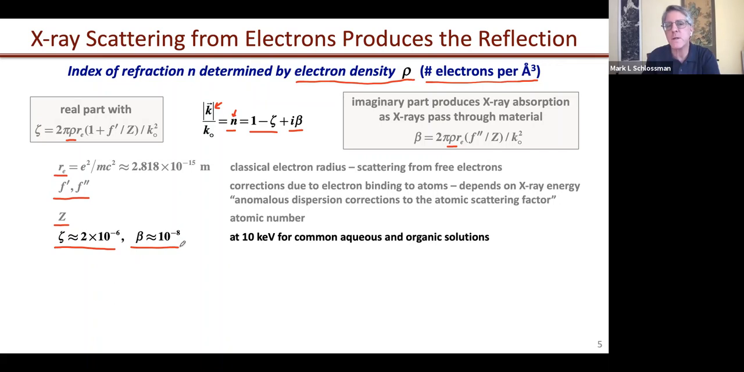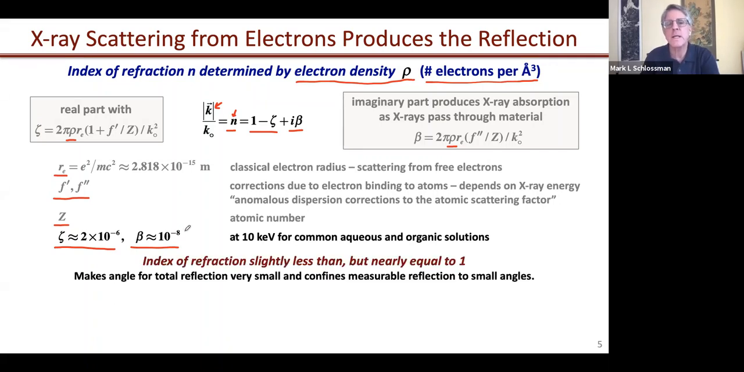So what we see here is that the index of refraction is less than 1. That's very different from the optical regime, where the index of refraction is always greater than 1. But it's only slightly less than 1. So if you go back up to this equation, you see in terms of its real part, it's only 2 parts in a million less than 1, nearly equal to 1.